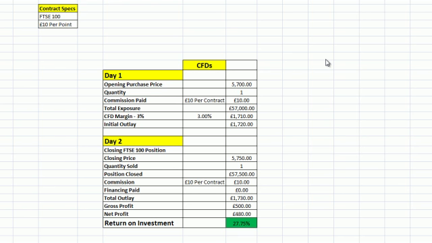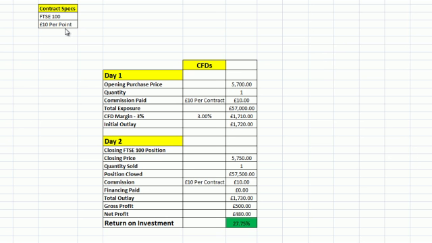Now we're just going to walk through a quick index trade, index CFD trade, just to give you a much better understanding of functionality and how it all works. Up the top here I've noted under contract specs that we're going to trade the FTSE 100 just to keep it local, and we're going to trade a contract that is £10 per point, as you can see.